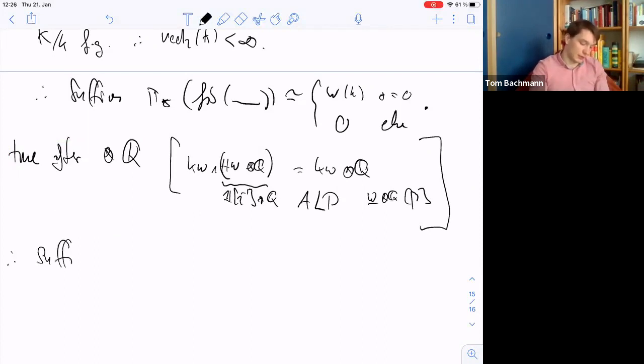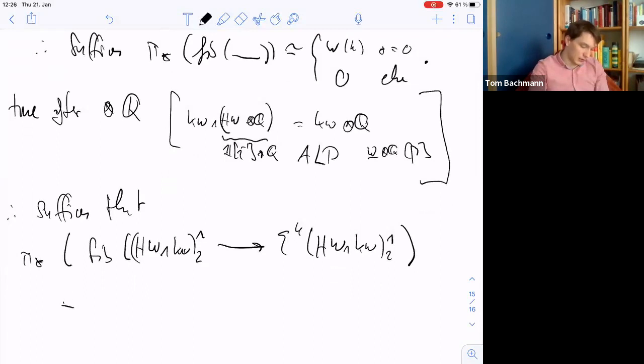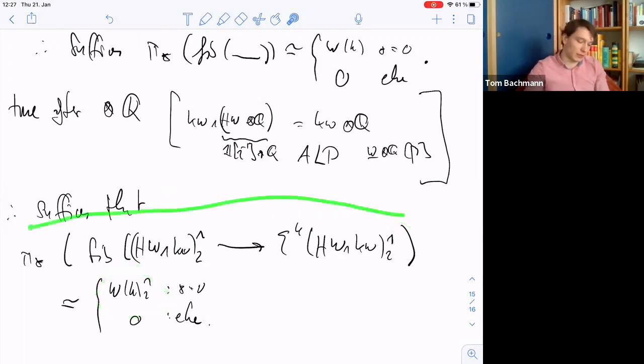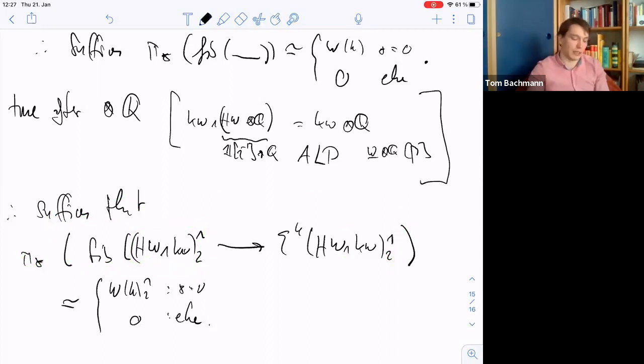So it suffices that pi star of the fiber of HW smash KW completed at two, and then we map this to sigma four of the same thing. I'm supposed to compute the homotopy groups of that, and I'm supposed to get W of K completed at two if star is equal to zero, and zero else. Basically, surely we can work out what it does in degree zero, and I mean that the map is an iso. So the basic problem is to compute the homotopy groups of this particular fiber, which more or less says we need to compute the homotopy groups of this, and we need to compute the action of the Adams operation.